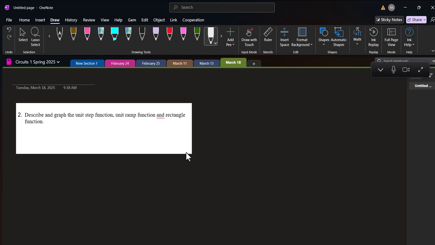Okay, so describe and graph the unit step function, unit ramp function, and the rectangle function. Okay, so these are used a lot, and you'll see this unit step function a lot for the rest of the semester, because it describes a function. The unit step function, which your book uses u of t. You'll see some books use theta of t.